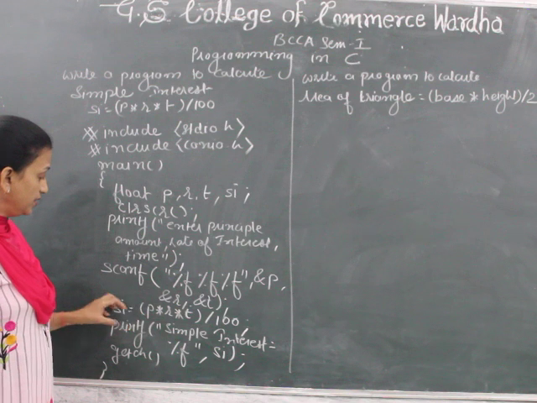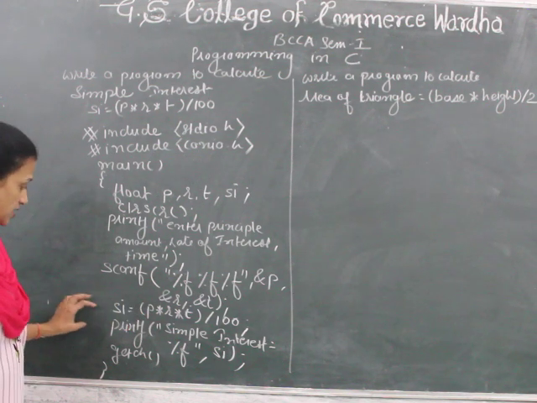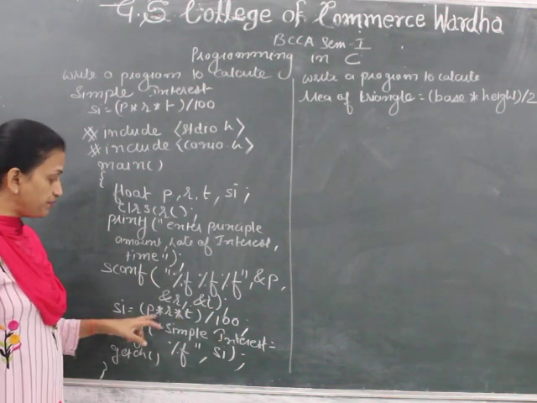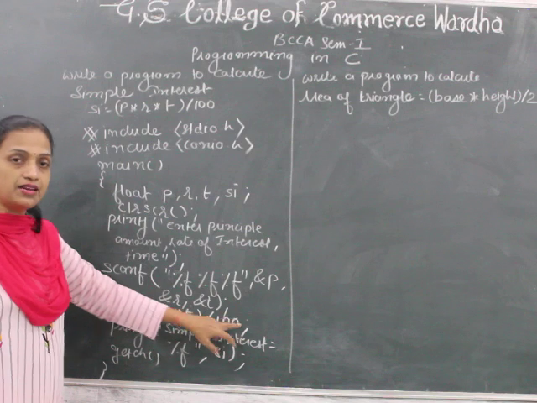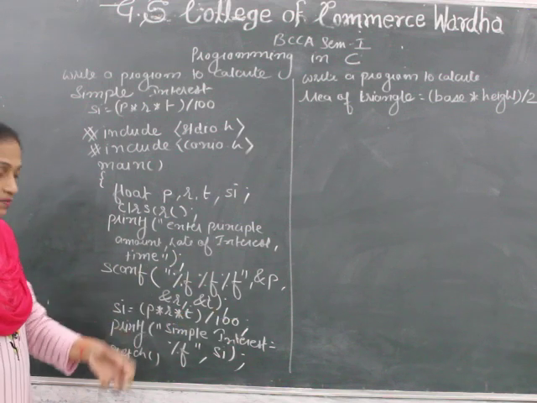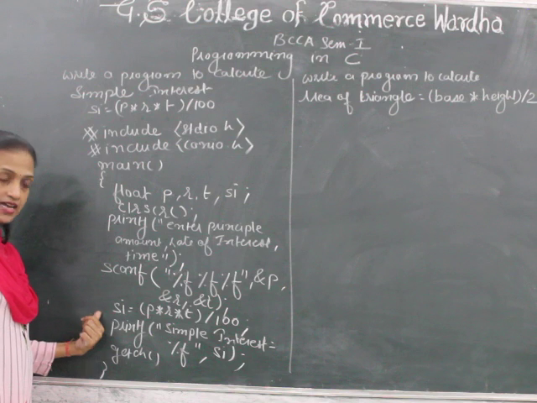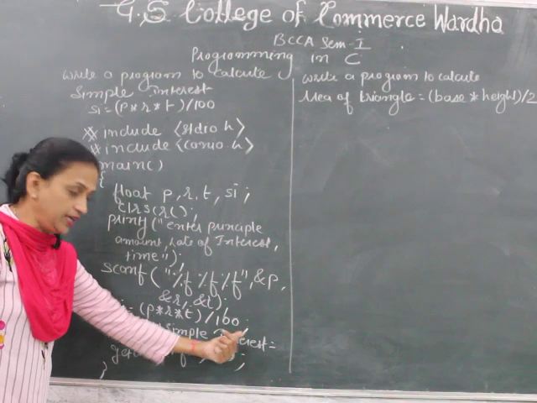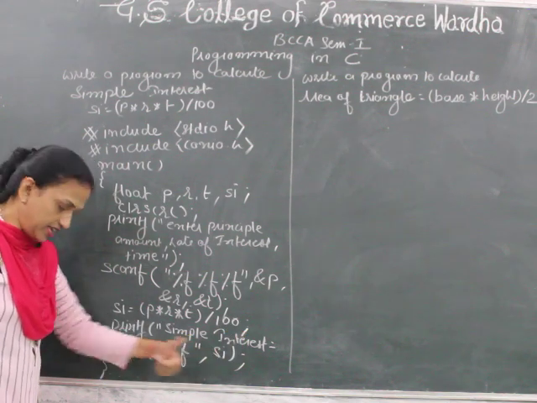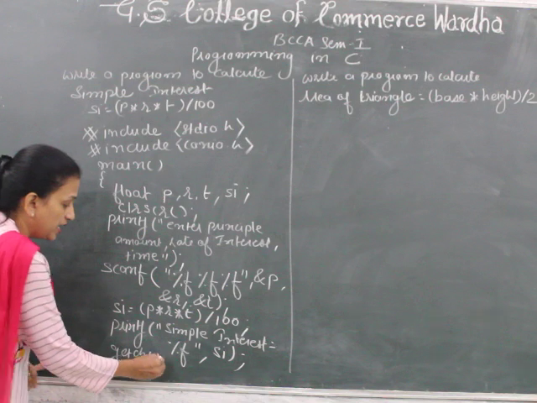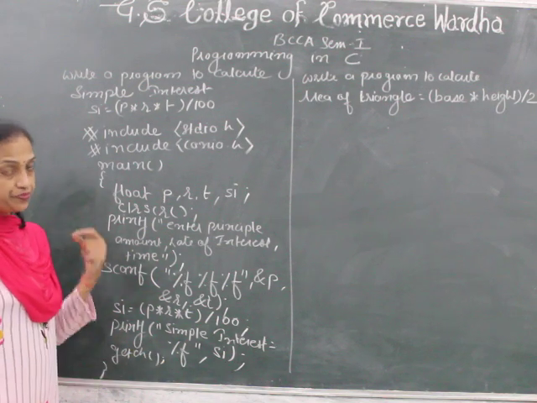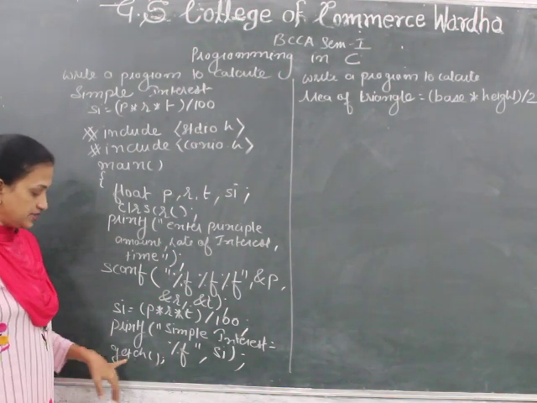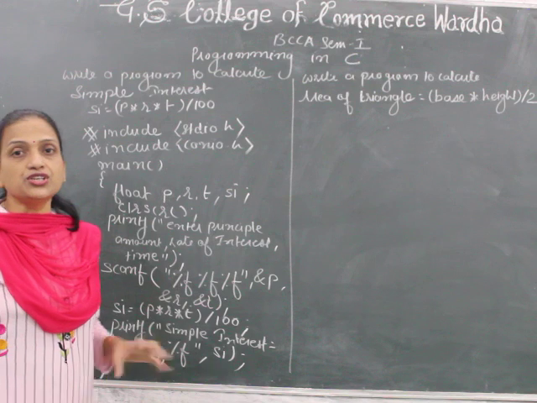So after the values are inputted, there is a need to do the processing. For processing we apply the formula: whatever values are stored in p, r, t will be multiplied and divided by 100, and the output of this formula will be stored in SI. Finally, using the printf statement we print the value of SI. Lastly, we are using getch. Don't forget to put a semicolon at the end of the statement. So we use the getch function here.